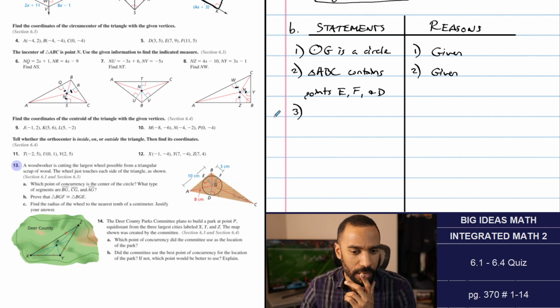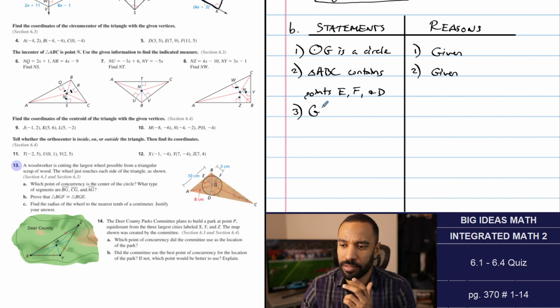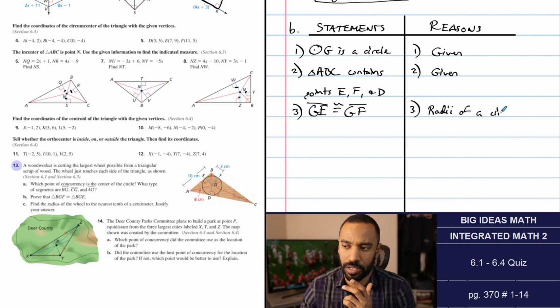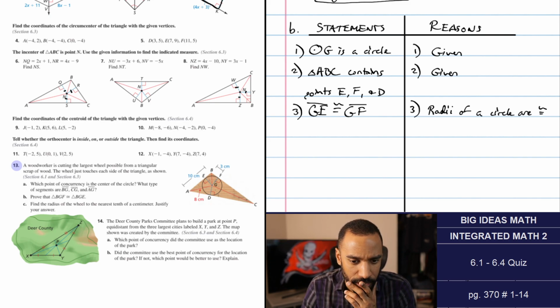Let's go ahead and do this. We're talking about B. I'm going to show that GE is congruent to GF. Segment GE is congruent to segment GF because radii of a circle are congruent. Right? Equal distance. So congruent measures there. So I have these two.